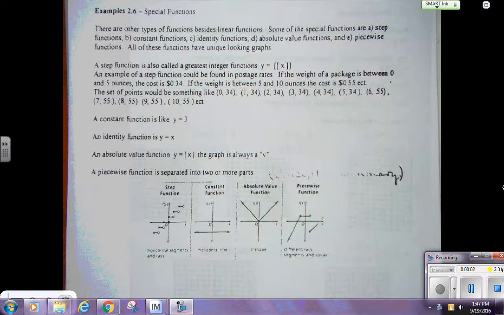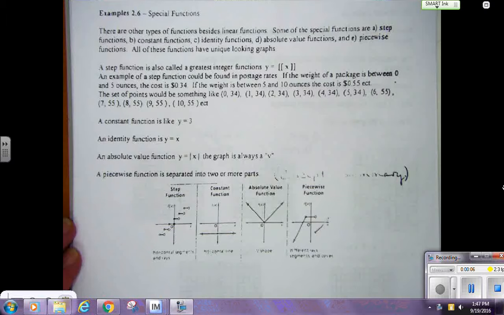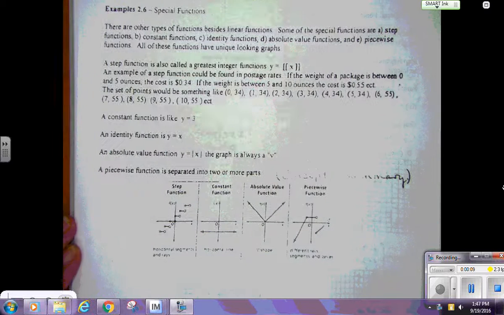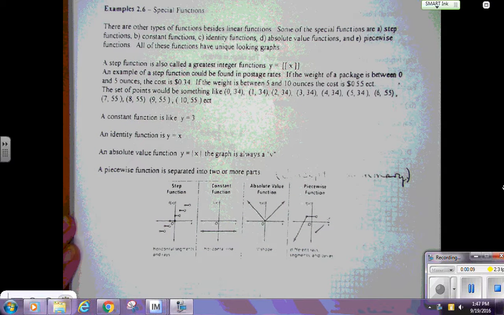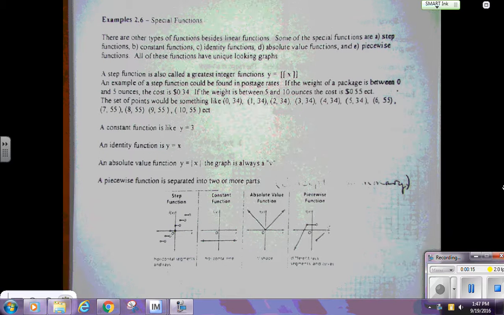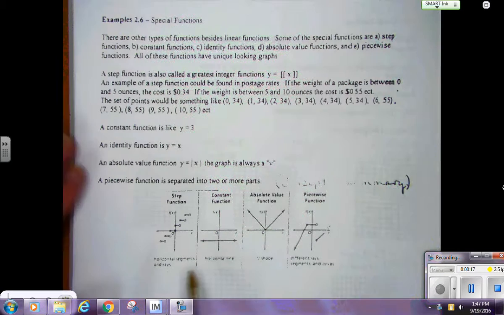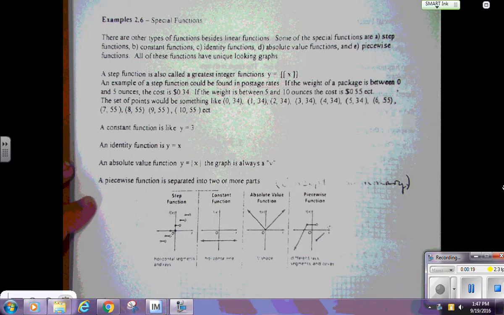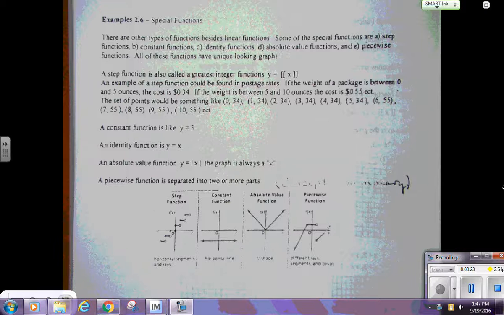Okay, so today we're going to be going over section 2.6, special functions. It has two sides on these notes, so you need to make sure you're on the same side as I am right now, with the example graphs at the bottom. Okay, so there are other types of functions besides linear functions.